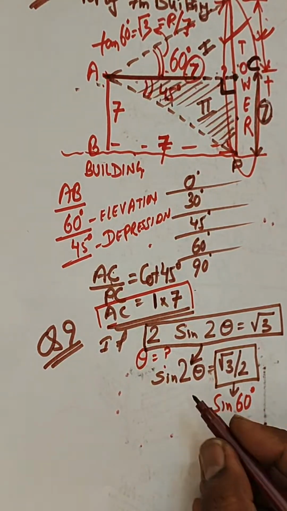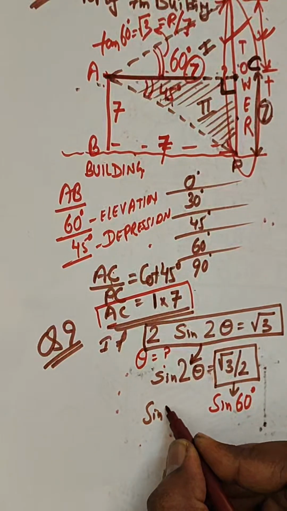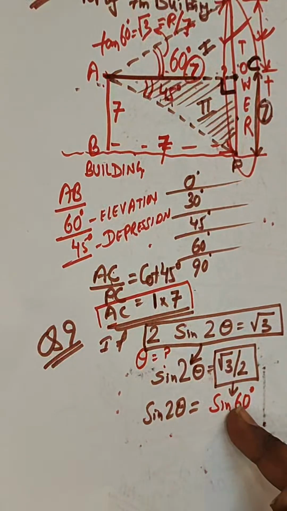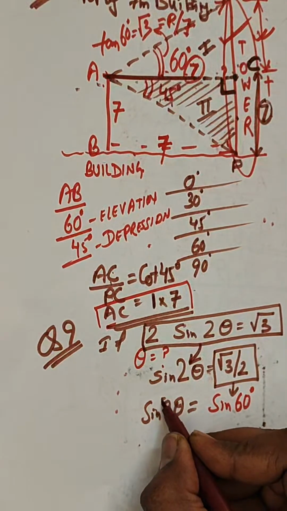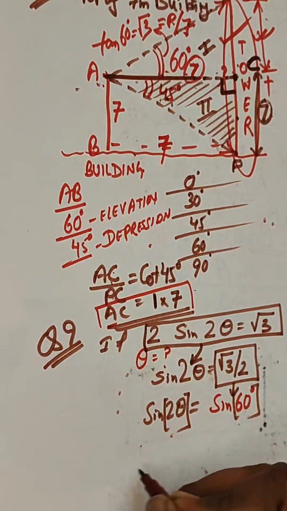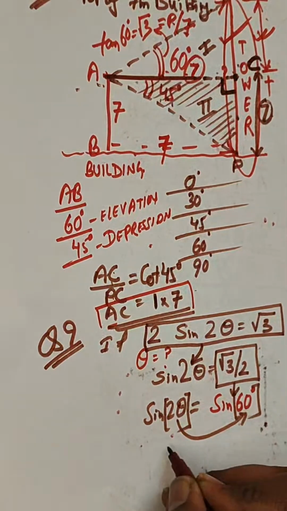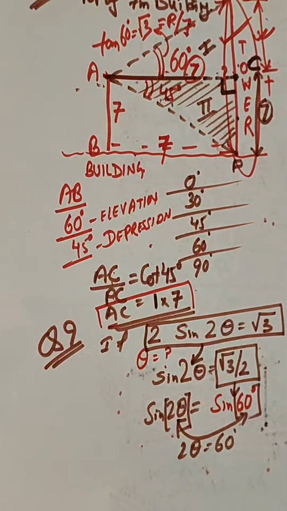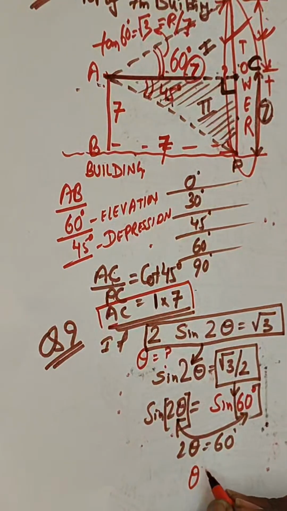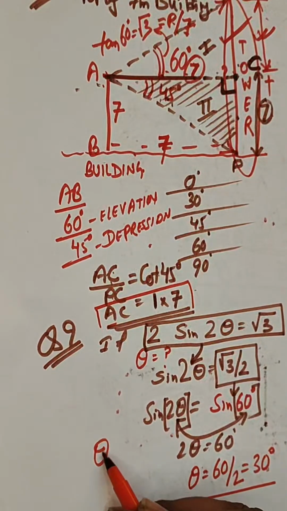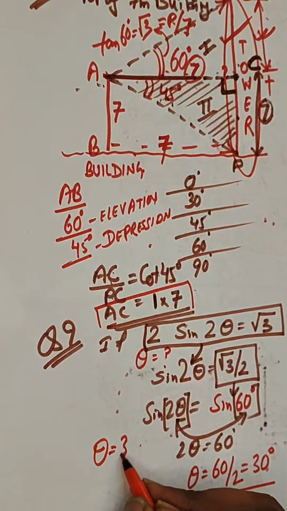Now in the next step, sine 2 theta is already there in the LHS. When you remove the sine from here, I'm not giving you the concept of arc sine or anything, you get that 2 theta is 60 degree. When you solve, you get theta equal to 60 divided by 2, which is 30 degree. So your answer should be, my dear examiner, theta equal to 30 degree.